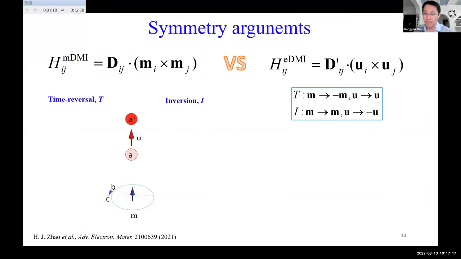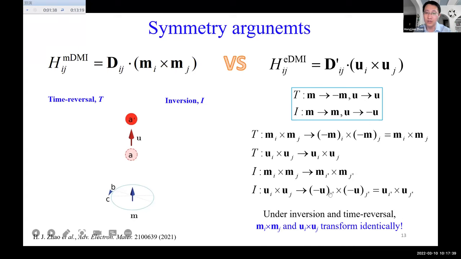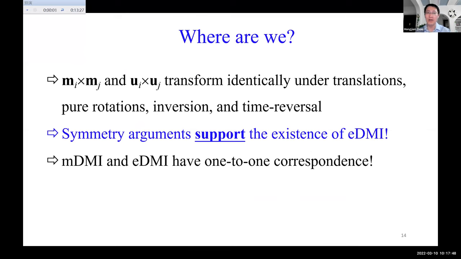electric dipole transform oppositely. But when you look at your DMI interaction, for example, in the magnetic regime or in the electric regime, you will see it involves a bilinear coupling for the two magnetic moments or a bilinear coupling for the two electric dipoles. It means the two negative signs will cancel. So overall, we will see under inversion or time reversal, Mi cross Mj and Ui cross Uj transform identically. So now where are we? We see by symmetry, Mi cross Mj and Ui cross Uj are exactly the same. So symmetry cannot distinguish these two physical quantities. Then we see the symmetry argument supports the existence of the electric DMI, and the MDMI and EDMI, so magnetic and electric DMI, have a one-to-one correspondence. So that means in any case, if there is some magnetic DMI, there should be some electric DMI or vice versa.